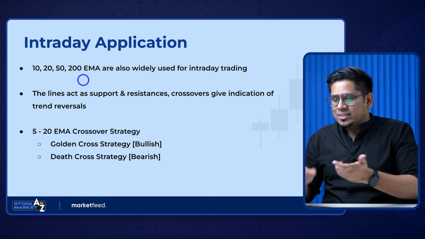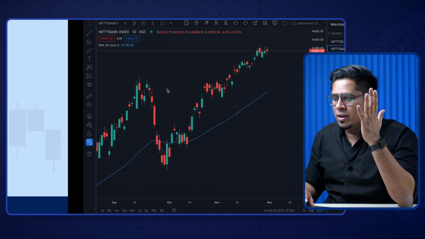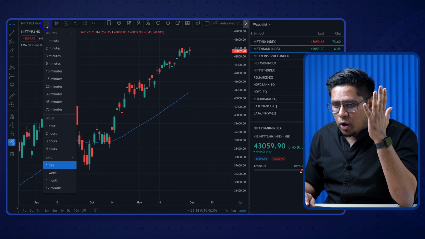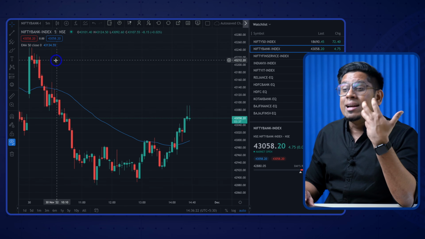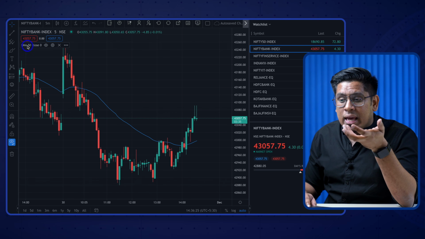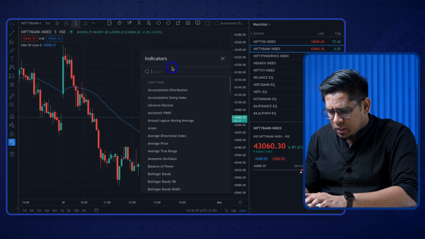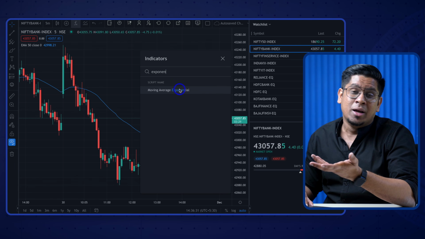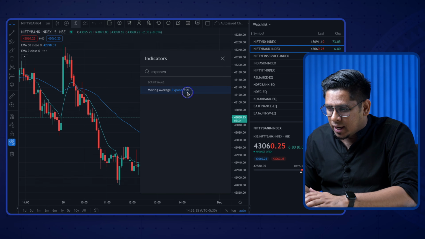Let's actually go and plot 10, 20, even 5 EMA is also required, so we'll add that also. I'm going into 5-minute candlesticks here because we are going to learn intraday application. We already have 50 EMA here. So I'll go into indicators again and search for exponential, because that moving average is the only one which has exponential in the name. So I'm adding it multiple times.